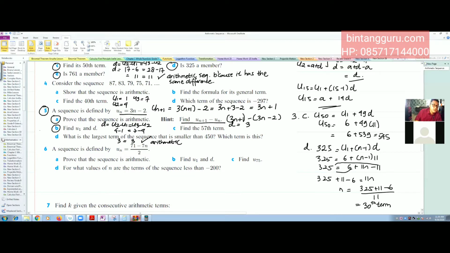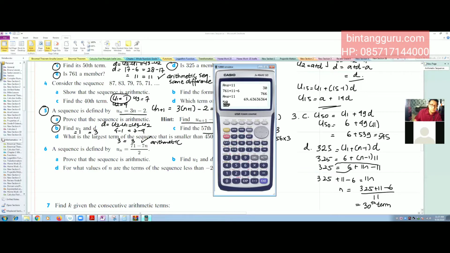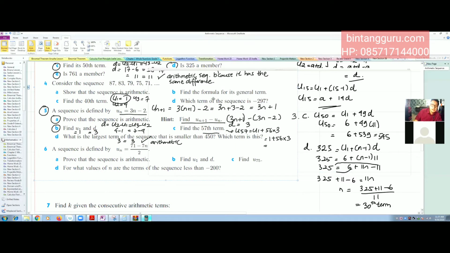And B, find U1 and d. U1 is 1, d is 3. C, find U57. So U57 equals U1 plus 56 times the difference. The difference is 3, and U1 is 1. So 1 plus 56 times 3. 56 times 3 will be 168, plus 1 is 169.